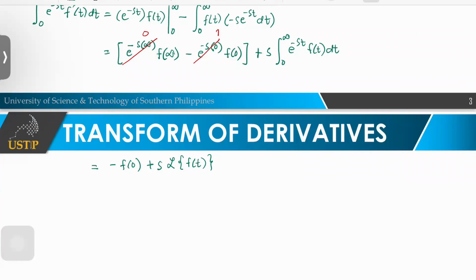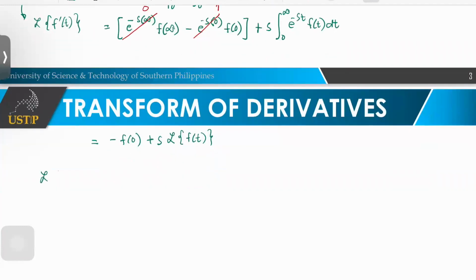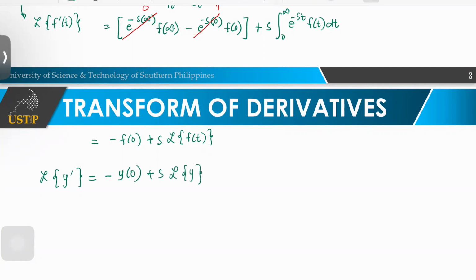Okay? Since this is just equal to, di ba, that is the Laplace transform of f prime of t. Okay? And that is equivalent to the Laplace transform of y prime, di ba? So, minus f of 0 is just equivalent to y of 0. Okay? Plus s Laplace transform of y. Okay, so don't worry about that. Pwede mo magamit og f of t, f of 0, nara sa inyo. Pero, again, para mas gamay ang atong i-deal nga mga letters ba, mga parentheses.